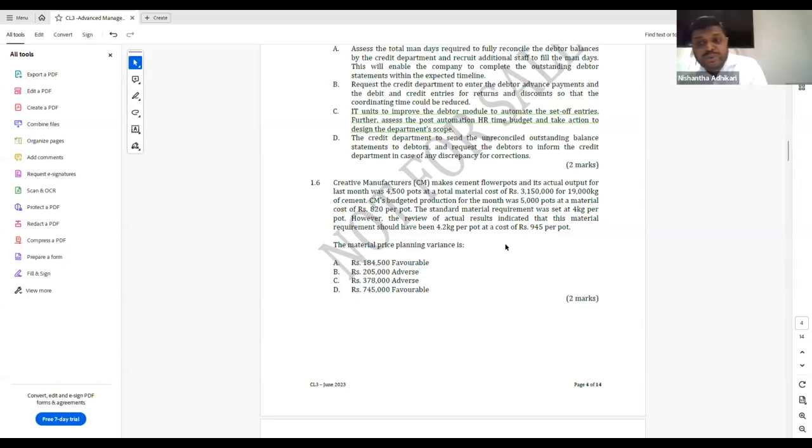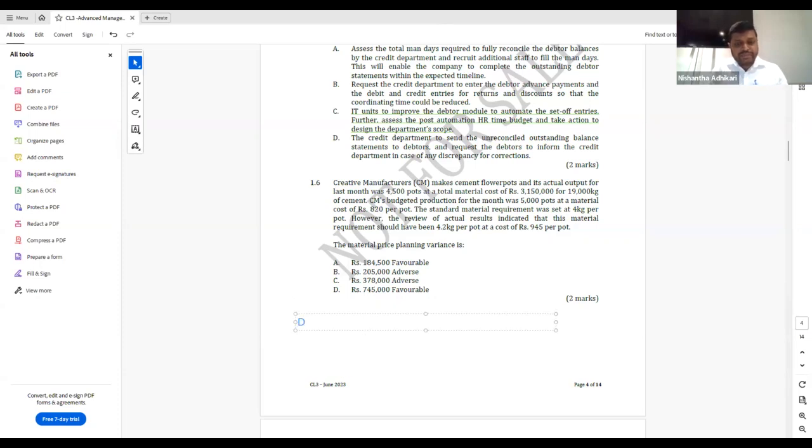945 rupees per pot. Right, now we will look at, based on the given information, how to work out the material price planning variance. I will work it out here itself. When you're going to do the material price variance, how to work it out?